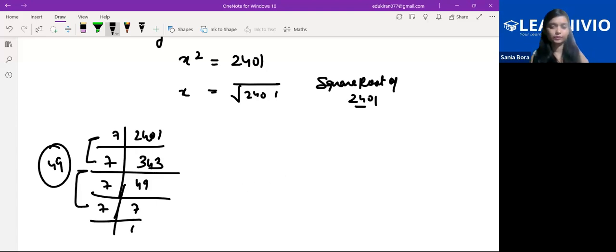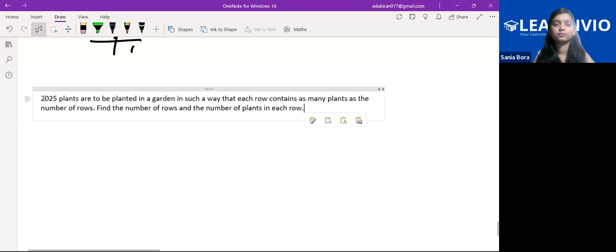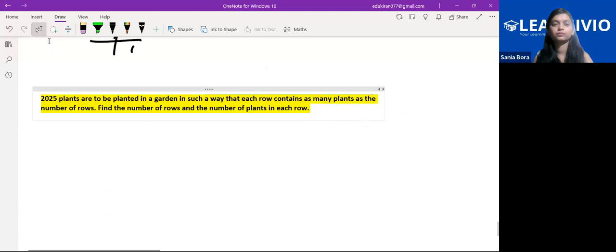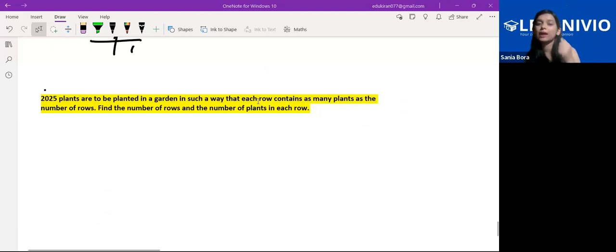Okay. Now let's come to the next one. 2025 plants are replanted in a garden in such a way that each row contains as many plants as the number of rows. Find the number of rows and the number of plants in each row. Very, very important question and very confusing. Anyone has any idea?